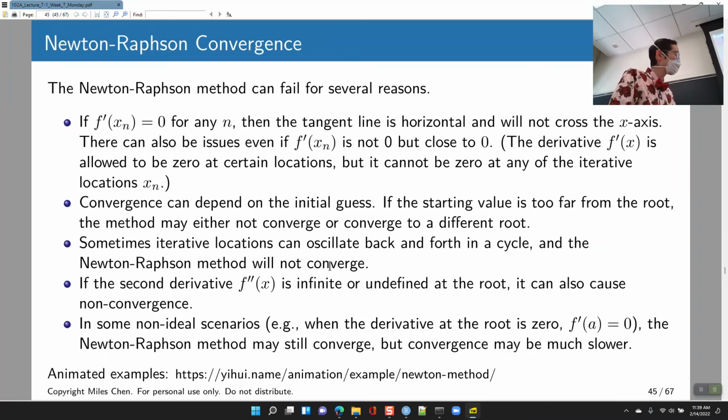Okay, so here are all sorts of issues that could go wrong where your thing doesn't converge. If f prime of x equals 0 for any of your iterations, your thing is going to blow up, because the next value is xn minus f of xn divided by f prime of xn. And if f prime at xn is equal to 0, you're trying to divide by 0, and that blows up. The derivative f prime is allowed to be 0 at certain locations, but it's not allowed to be 0 at any of your iterative locations.